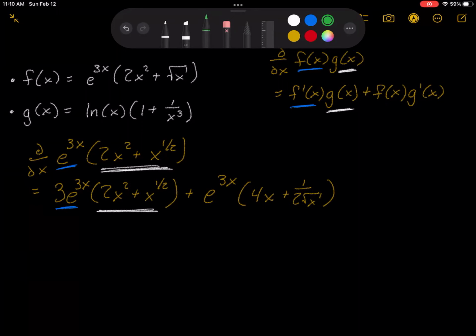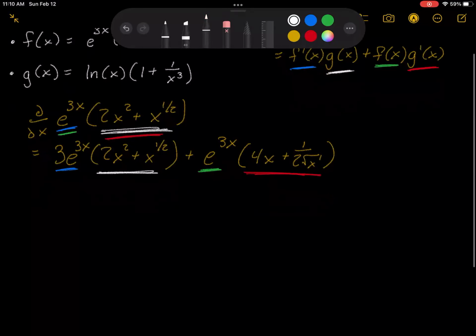And then what's next? I have copied down my first term. There's my copied down first term. And then in red, I differentiate the last term in the product. And so hopefully that made the pattern just a little bit more clear. And hopefully the second derivative will make it more clear.